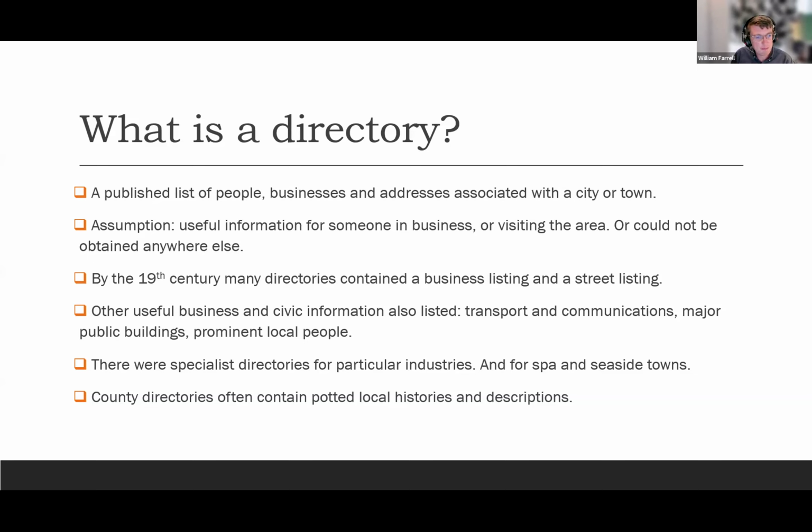They were produced on the assumption that these lists would be useful, mainly for people in business or who needed to use or employ a business, or for people who were visiting an area, possibly for the first time or moving there for the first time. So they didn't know their way around, didn't know where important people or buildings were. And also that this information maybe couldn't be obtained anywhere else publicly or easily.